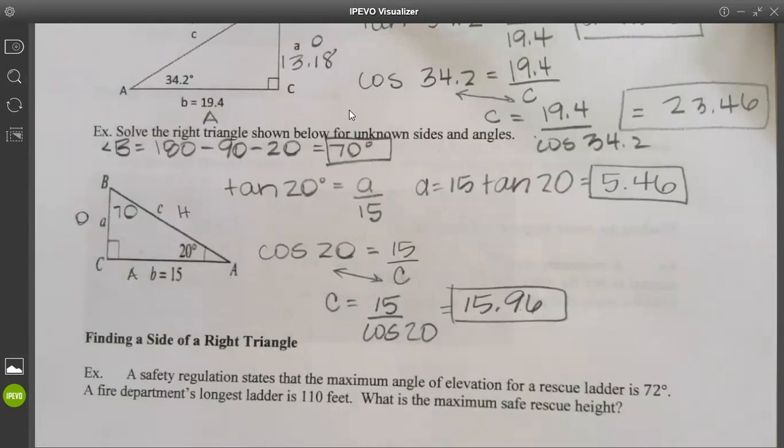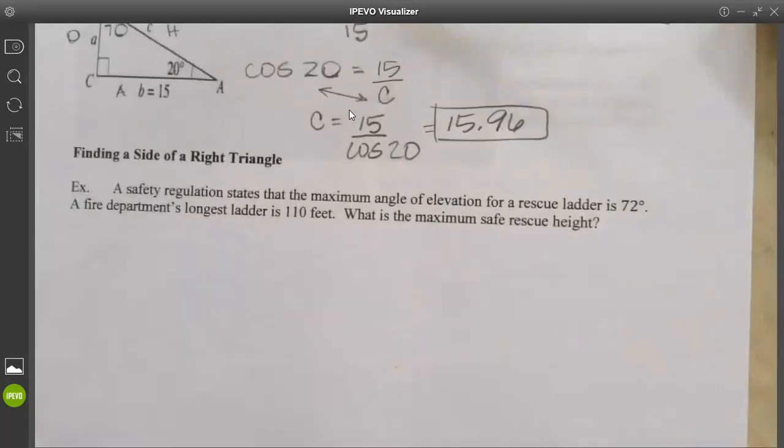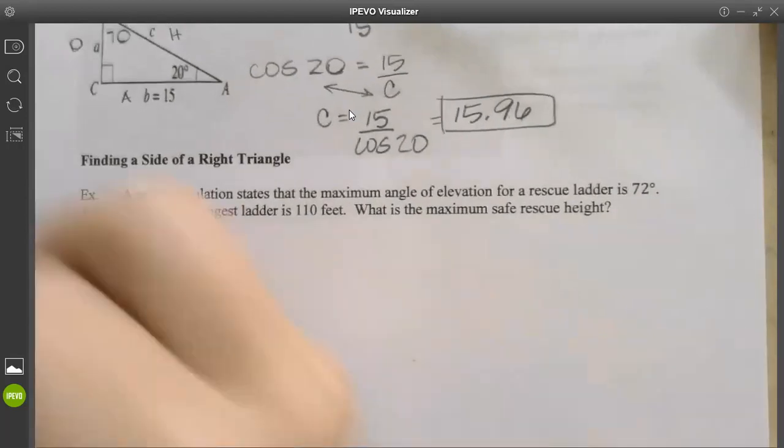Thanks. All right. Finding the right side of a triangle. The safety regulation states that the maximum angle of elevation, remember we talked about elevations, where depression is when you're on the top looking down and elevation is when you're on the bottom looking up, for a rescue ladder is 72 degrees. A fire department's longest ladder is 110. What is the maximum safe rescue height?